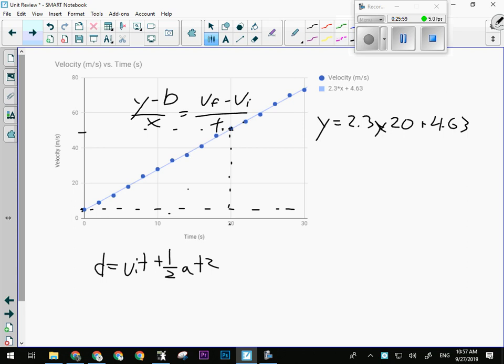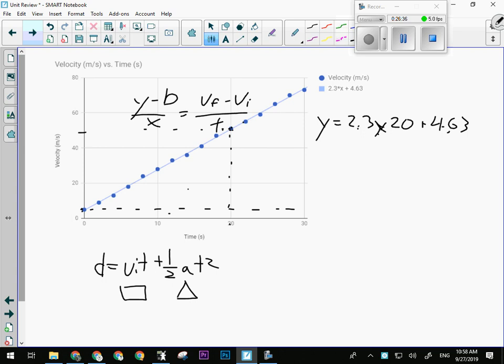Okay, and it does it using information that would be in this equation. The question would probably say, calculate the total displacement to a time of 6 seconds. So it told me t is 6 seconds, my initial velocity is 4.63, my acceleration is 2.3. I can plug all those in there. That's using the information from my graph. That's calculating a rectangle, the triangle.